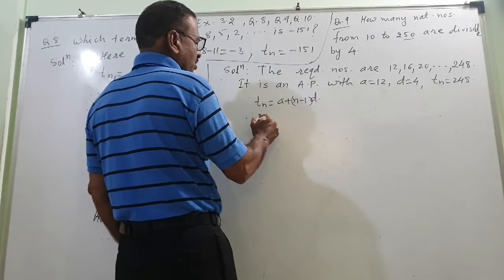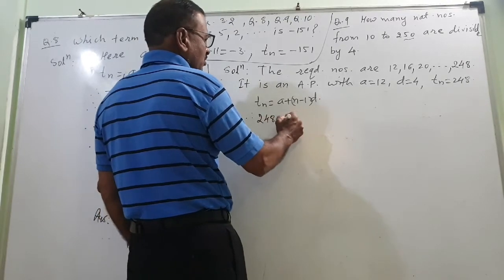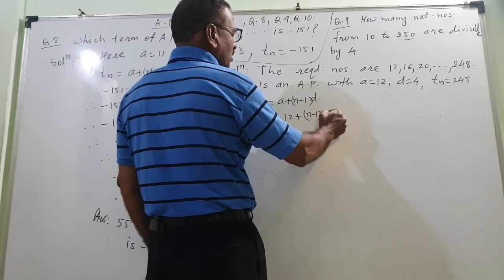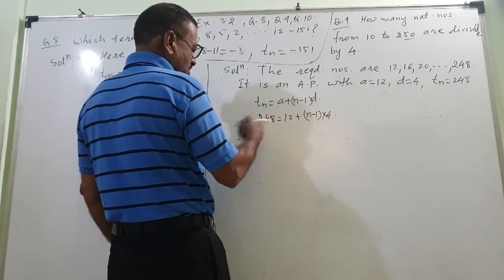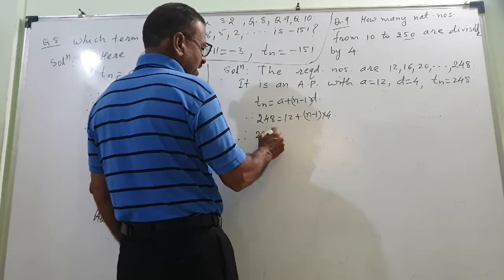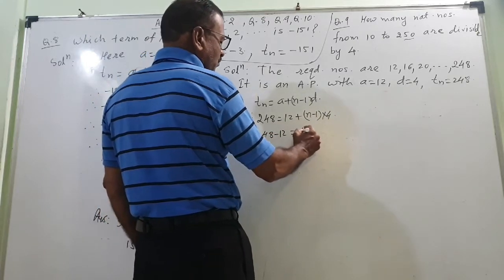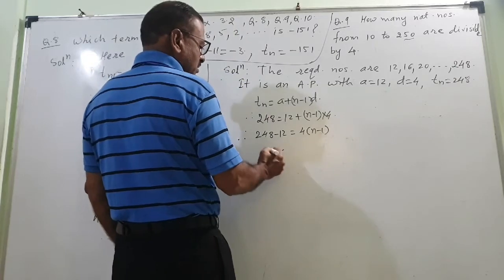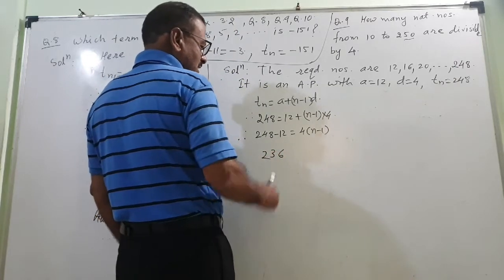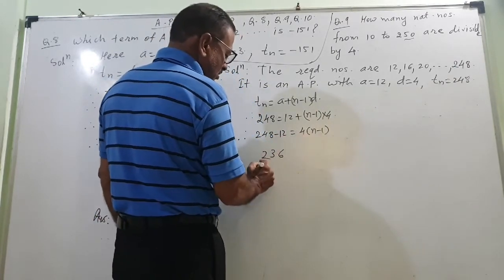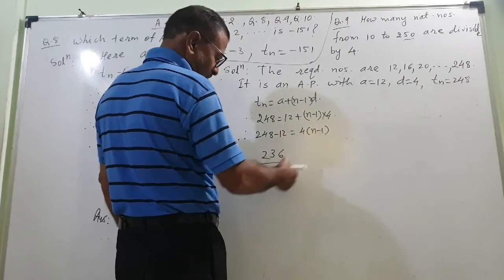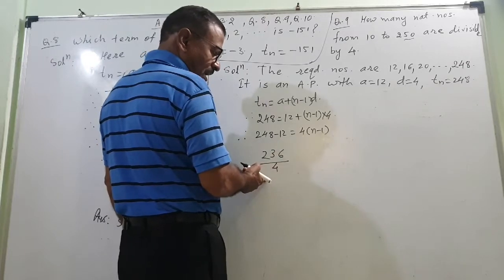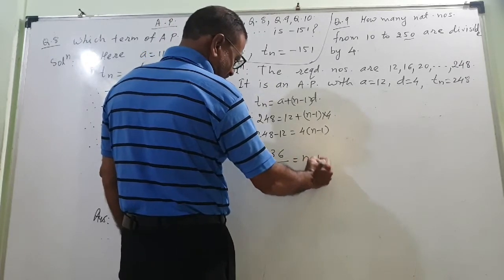Therefore Tn is 248. That is equal to A, which is 12, plus n minus 1 into D, which is 4. Therefore this 12 will go to the other side: 248 minus 12 is equal to 4 into n minus 1, that will remain. So this is 236. Now this 4 is divided into 236, so that is equal to n minus 1.